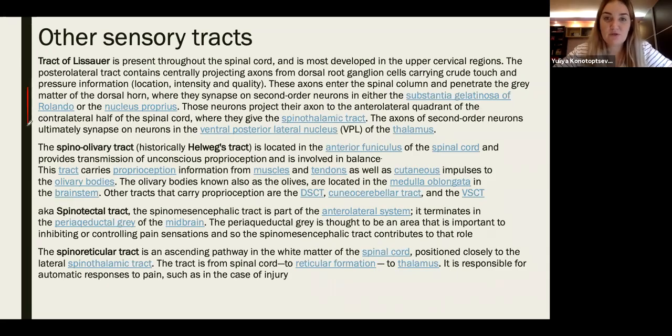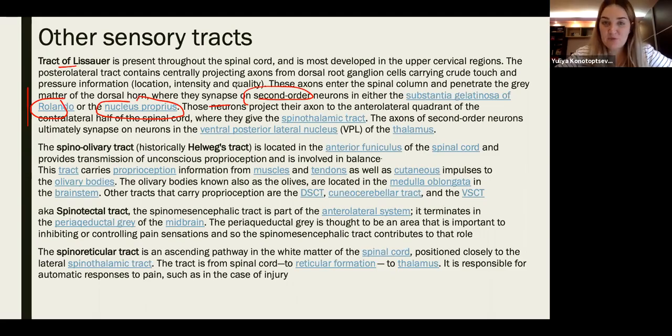Let's take a look at this part. Tract of Lissauer, so these are additional sensory tracts that we're talking about. Tract of Lissauer, we have talked about it. It possesses axons of the sensory neurons. These axons are going to be synapsing with the second order neurons located in the substance of Rolando, in the substantia gelatinosa or lamina number 2. Nucleus proprius, as you remember, was lamina number 3-4. So this is where it synapses. That's the most important part there.